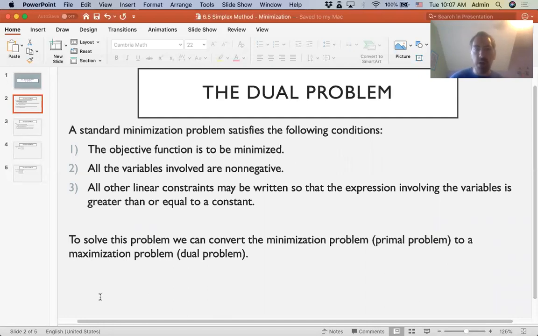So to solve this problem, we're going to convert the minimization problem to a maximization problem. The minimization problem, the original problem, is referred to as the primal problem, and the maximization problem that we're converting it into is referred to as the dual problem.